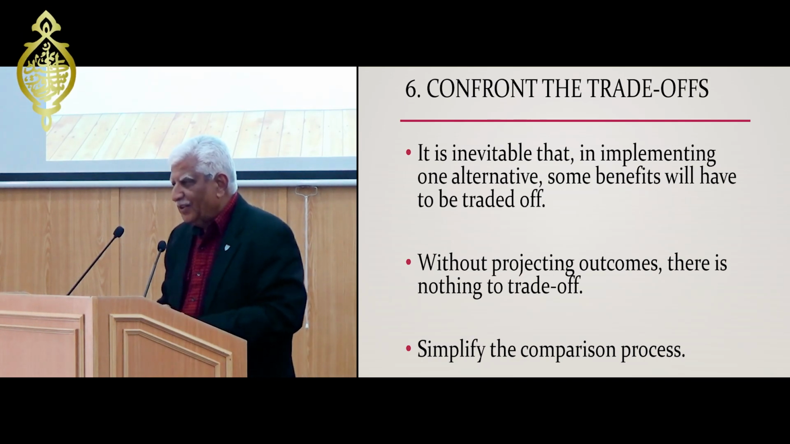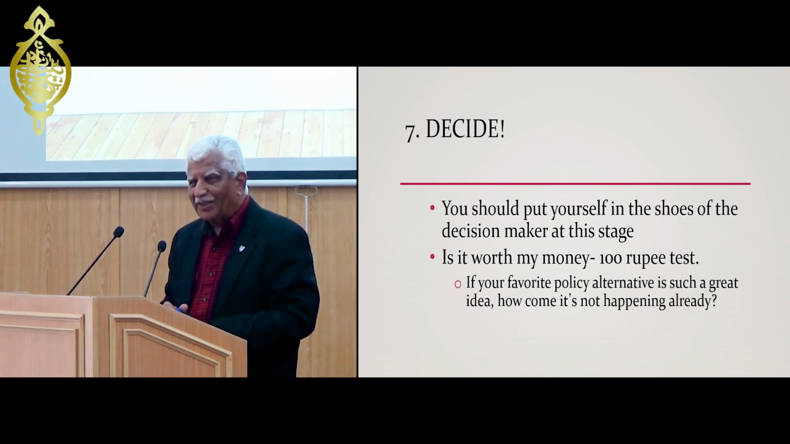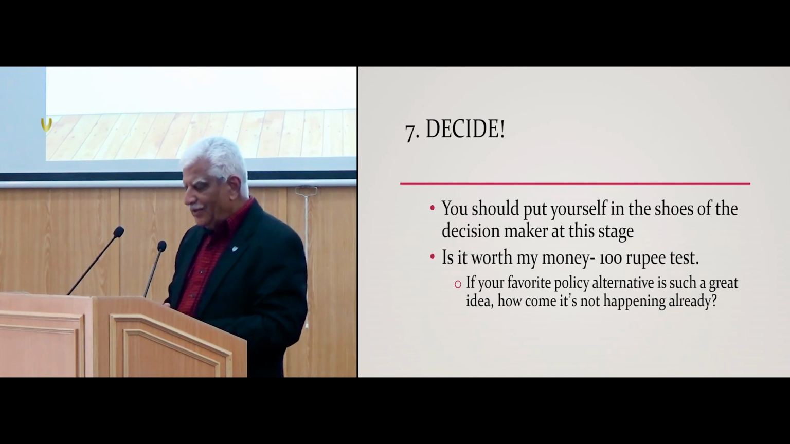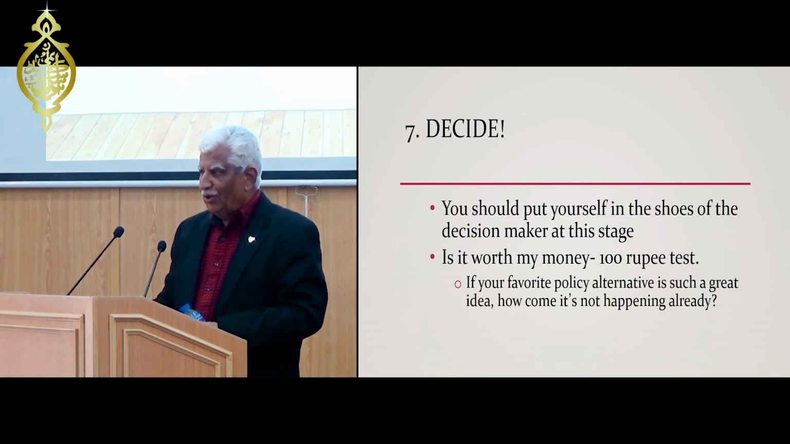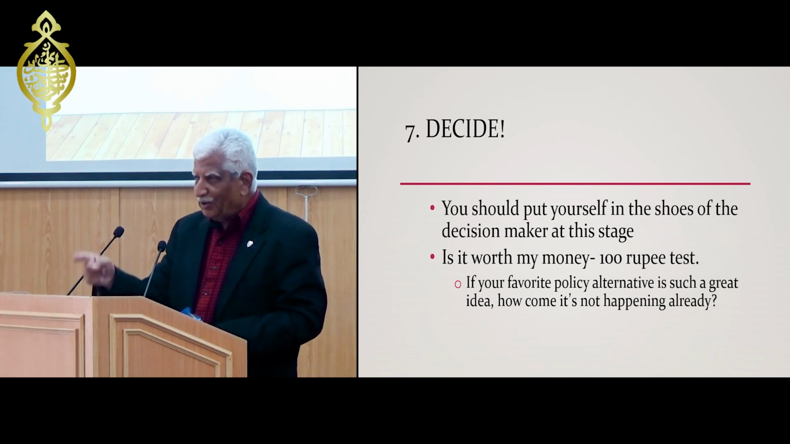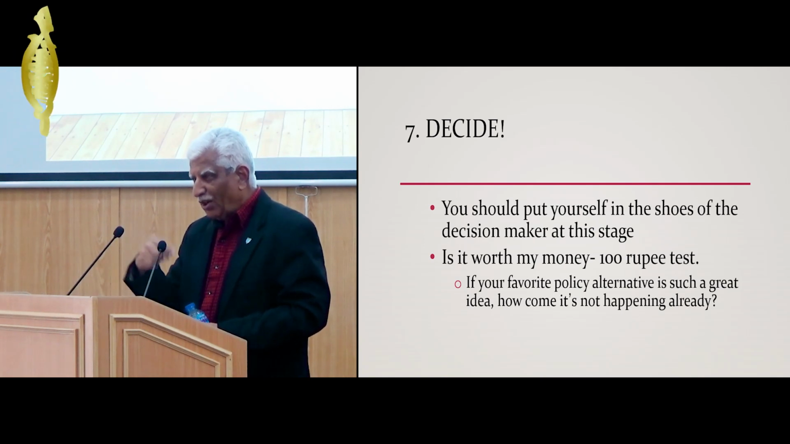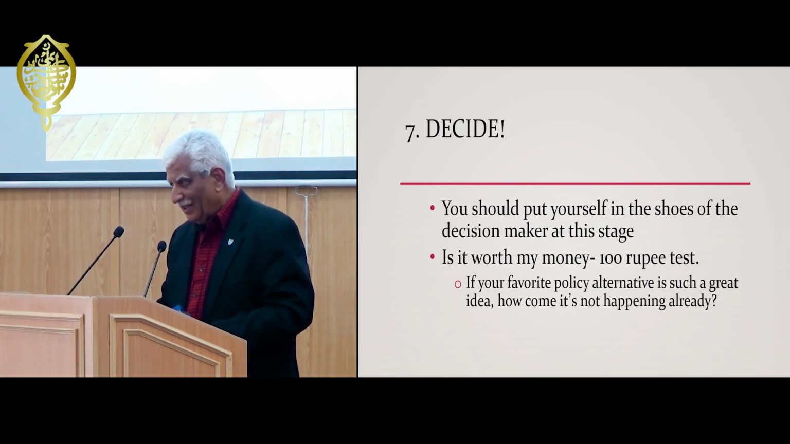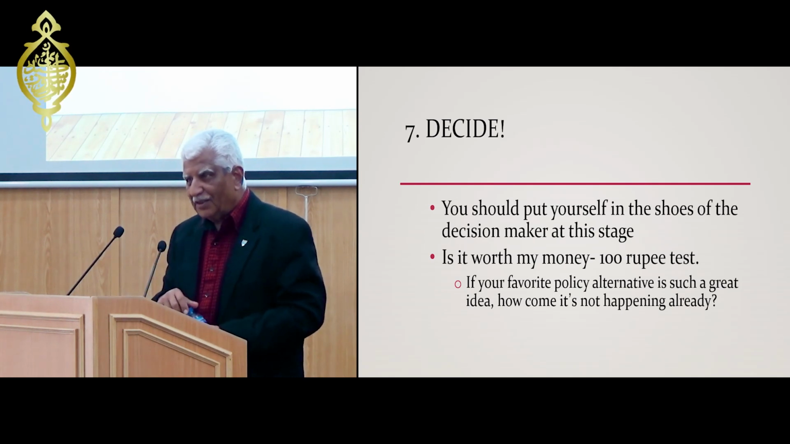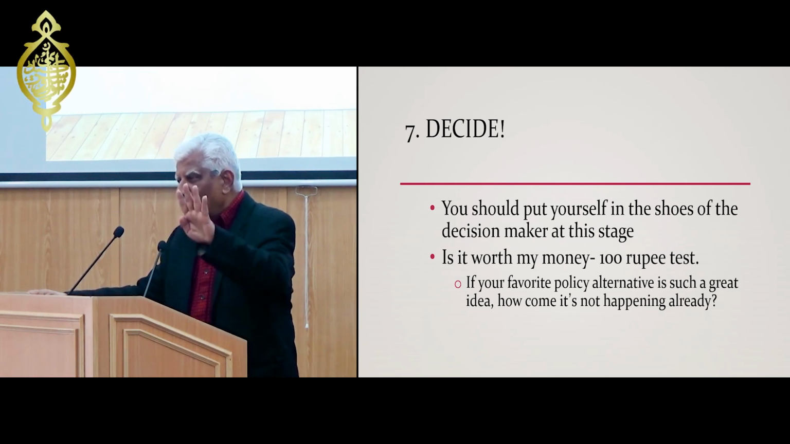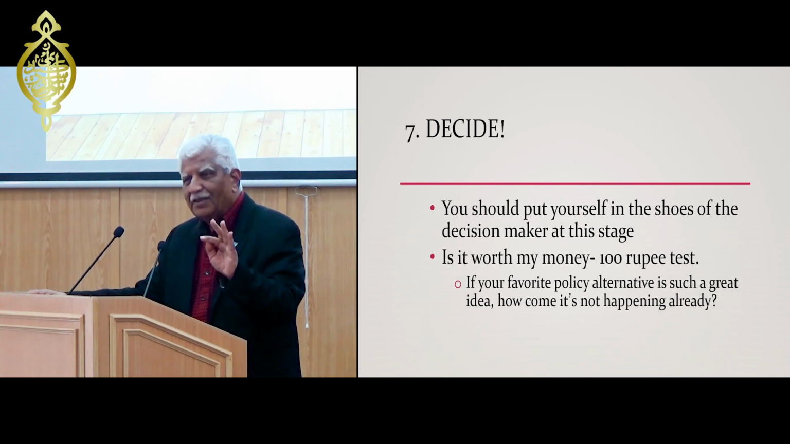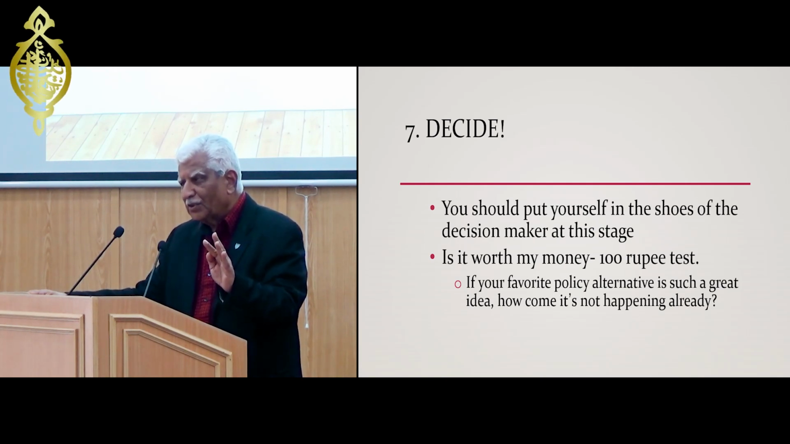I'm almost there. Decide. This is the most difficult part. Decide. You have to put yourself in the shoes of the decision maker. And invariably, you give it to somebody who is the decision maker, assuming that it's not you who is going to take the decision. So the general tendency is that as a good provincial secretary or federal secretary, you keep three options with you. Number one, what is it that the minister likes? The second option is what will be for the benefit of people. And the third option is what is good for me.